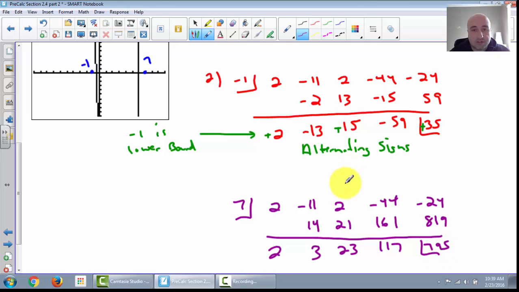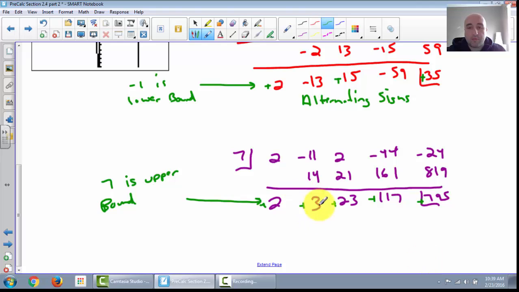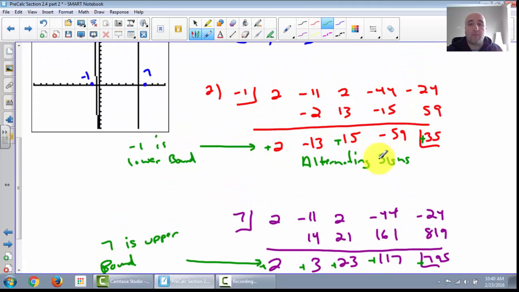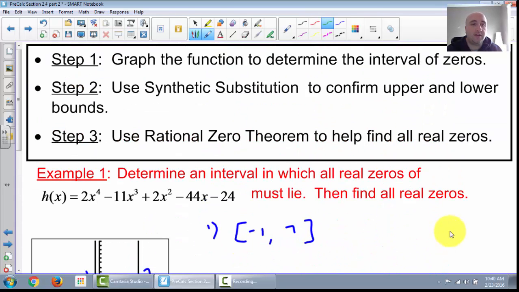What we've now just done is proved that 7 is the upper bound, because all of the numbers in the bottom row are positive. If all the numbers are positive, then we know that this is the upper bound. So we have proven that all of our zeros are between 7 and -1. Lower bound: signs alternate. Upper bound: signs all stay positive. All right, so that's step 2.